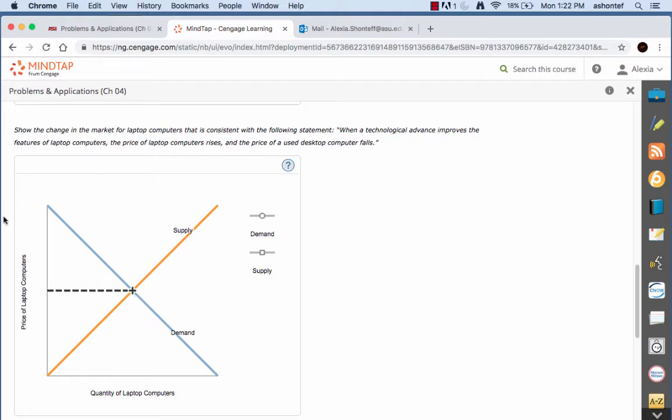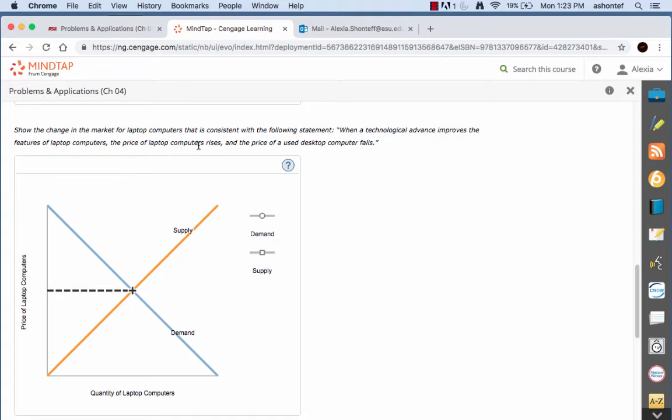So when you answer this question, what you want to assume is the technological advance is already being shown with the supply curve. So what you want to focus on is, if the technological advance has also improved the features of laptop computers, what might have happened to the demand for laptop computers now?